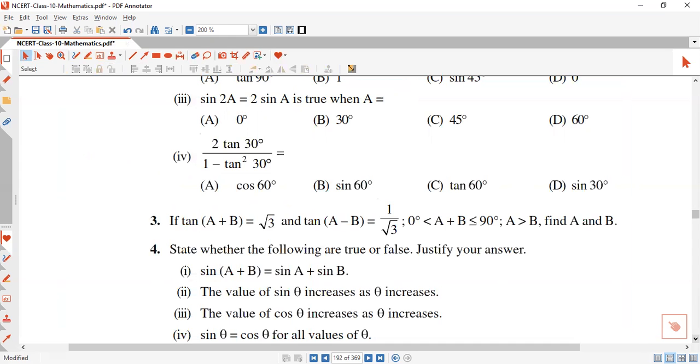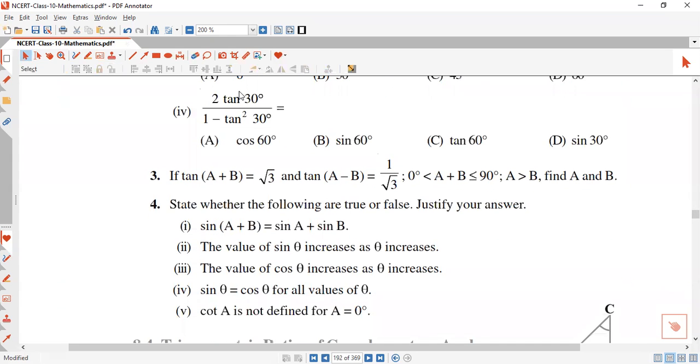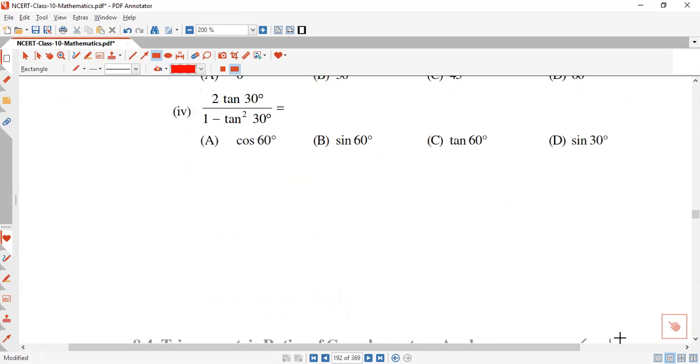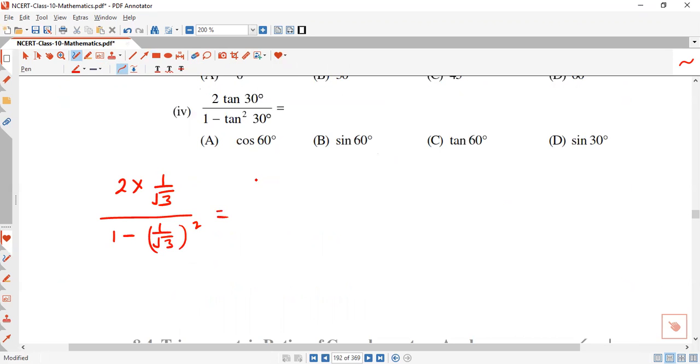Now the fourth part. 2 tan 30 degree upon 1 minus tan square 30 degree. Which one is correct? So I say that here we put the value: 2 tan 30 degree means 2 upon root 3, divided by 1 minus 1 upon root 3 whole square. So we are getting here 2 upon root 3 divided by 1 minus 1 by 3. Simplify this one.